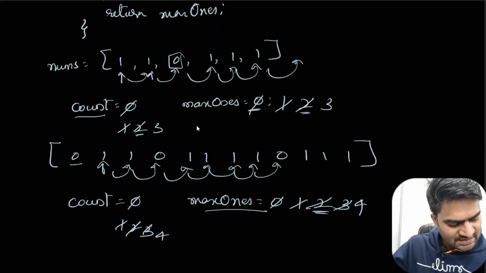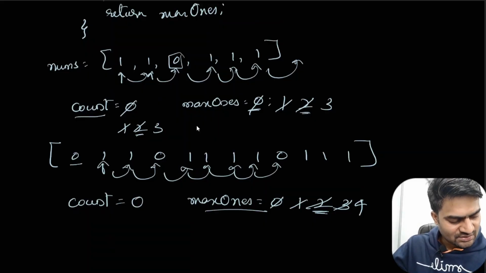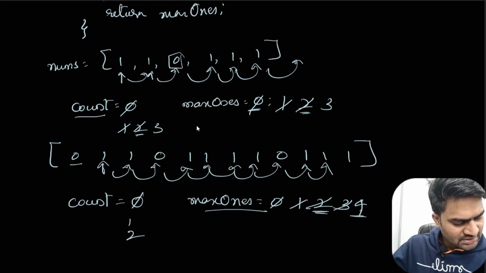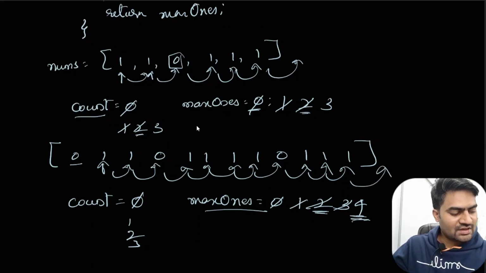Now I get 0. So when I get 0, what I will do? I will reset my counter to 0. Now again start 1. This won't get affected. 2. This won't get affected. And 3. This won't get affected. And finally we move out of the array. So this is how we can find the maximum consecutive ones in only single iteration.